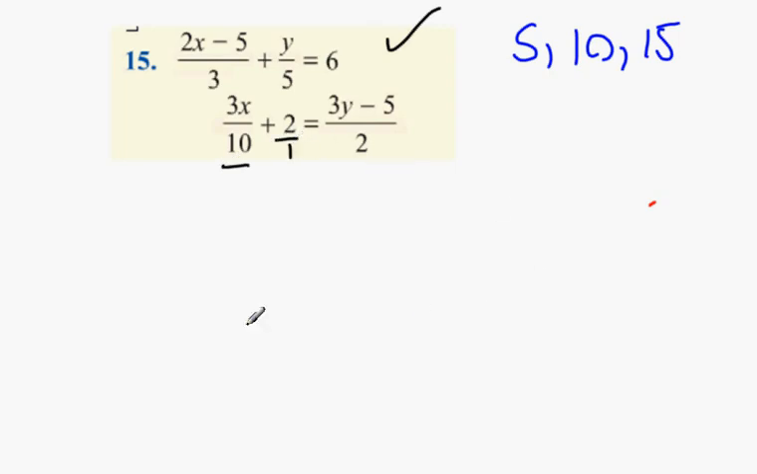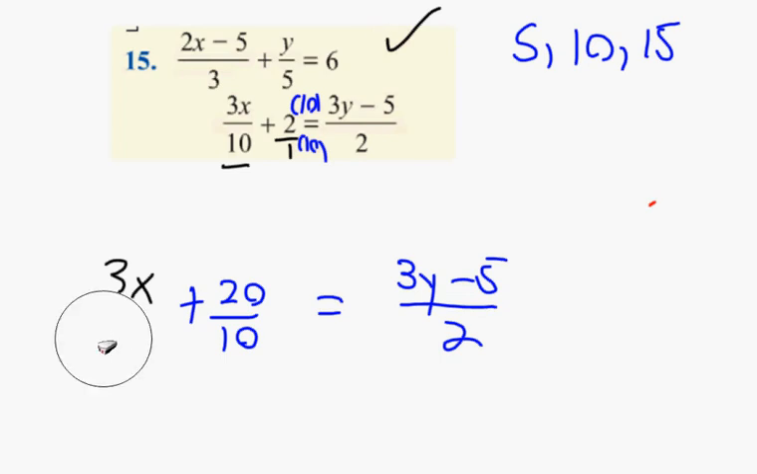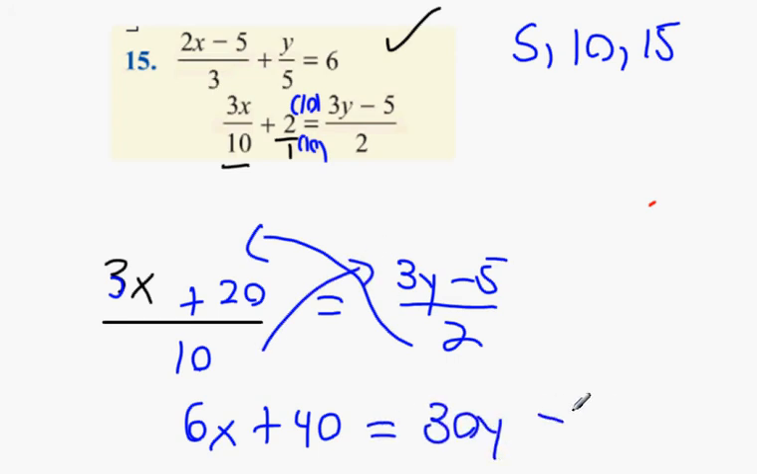Okay, 10 and 1. So it's going to be 3x over 10. We need to multiply the top and bottom of 2 by 10, and we get 20 over 10. And that will equal 3y minus 5 over 2. The 10s can join into one fraction. Now cross multiply. We're going to get 6x plus 40 when we multiply the 2 upwards. When we multiply the 10 across, we get 30y minus 50.